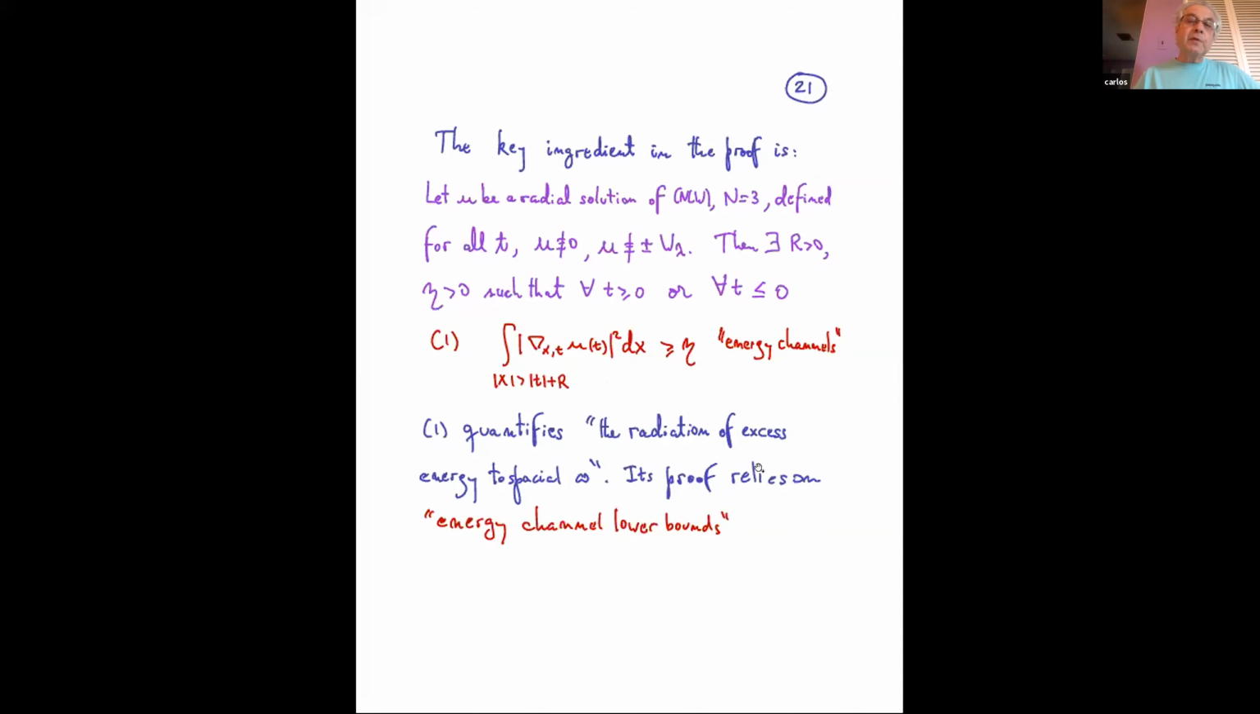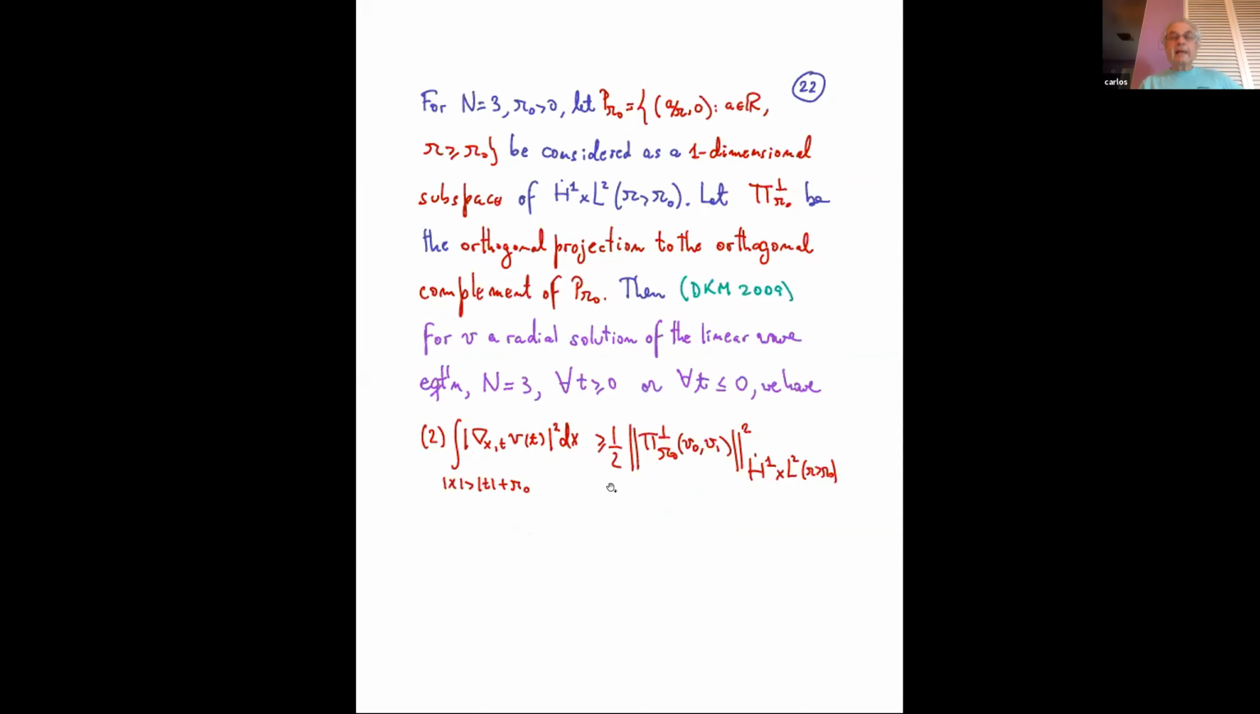Now, the proof of this bound relies on something that we will call energy channel lower bounds. For the rest of the talk, I will call this fact here energy channels, just for the purpose of this talk. But let me now go to the energy channel lower bounds. This is an inequality for solutions of the linear wave equation. It's a very simple inequality, simple to state, simple to prove. D'Alembert himself could have proved this. So let me explain this setting.